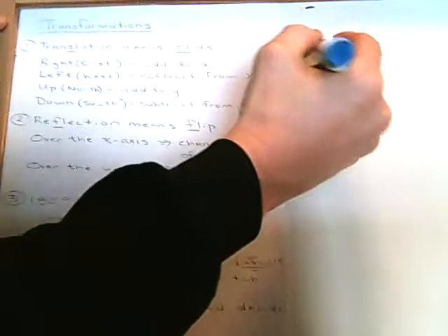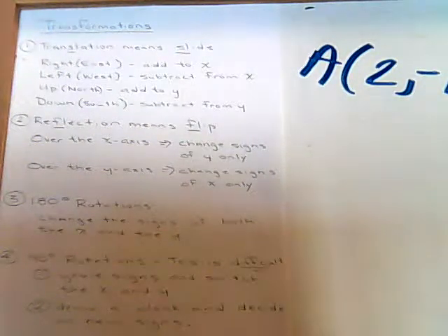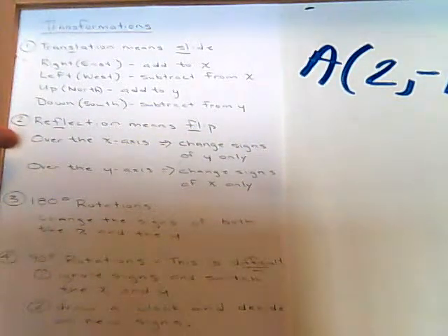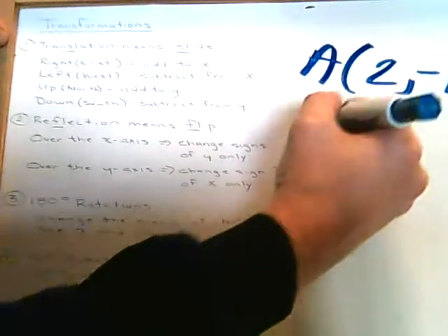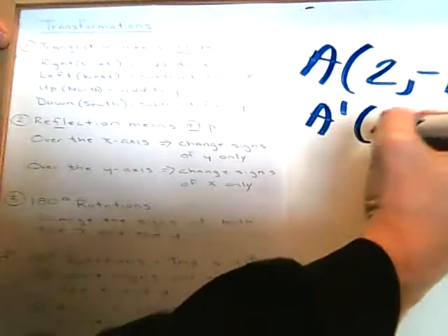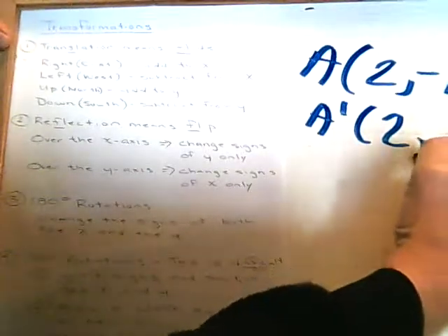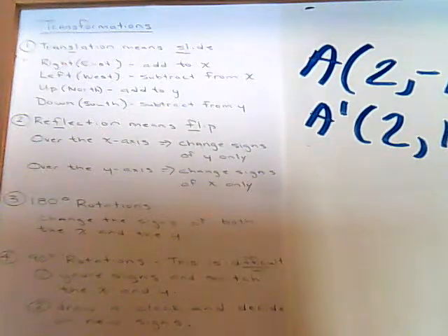So if your original point is point A, and say it was 2, -1, and you're reflecting over the x, then the sign of the y changes. The 2 stays exactly the same. By the way, this would be A prime. The 2 stays the same. The -1 becomes a +1. That's it. That's a reflection over the x-axis.